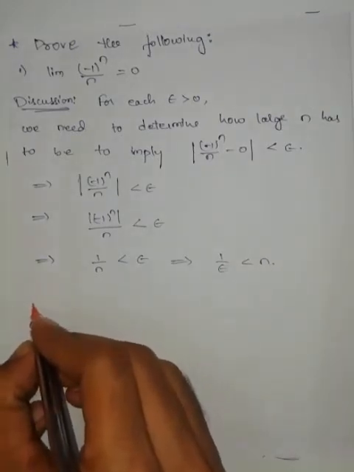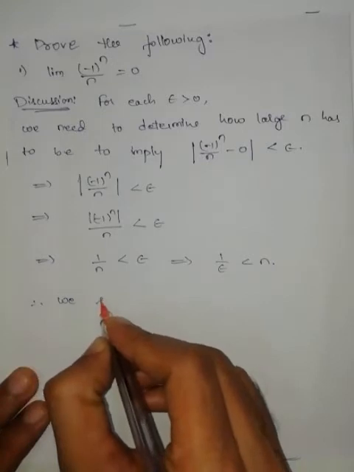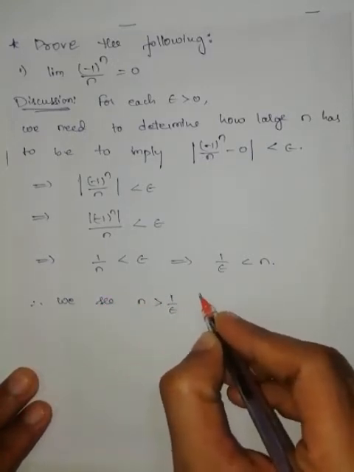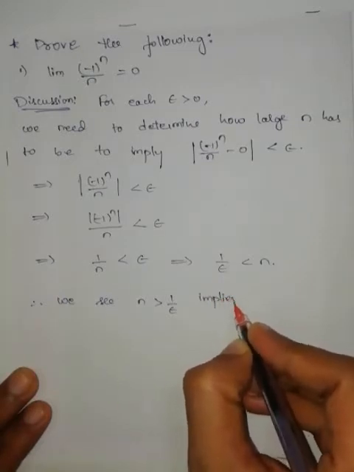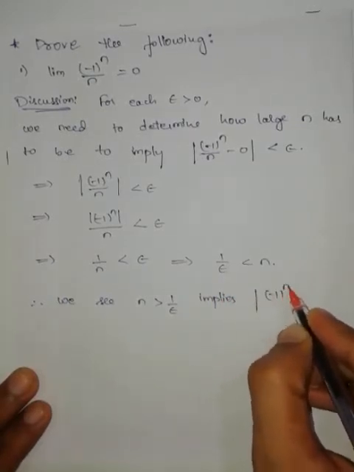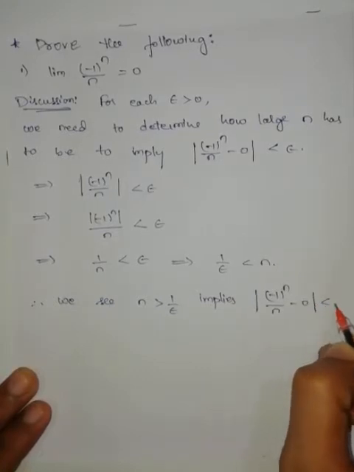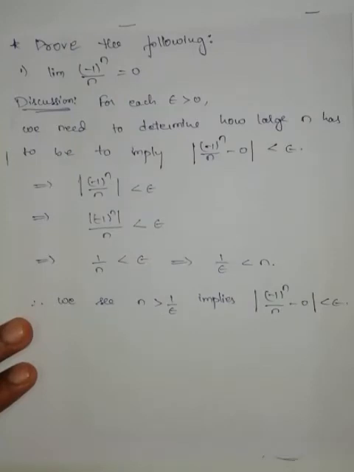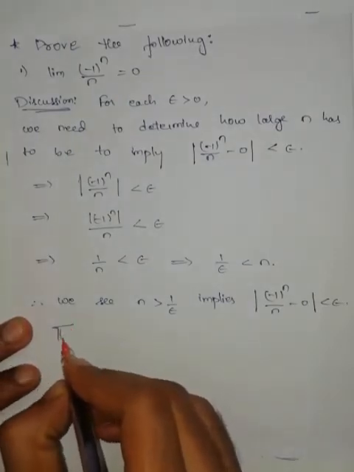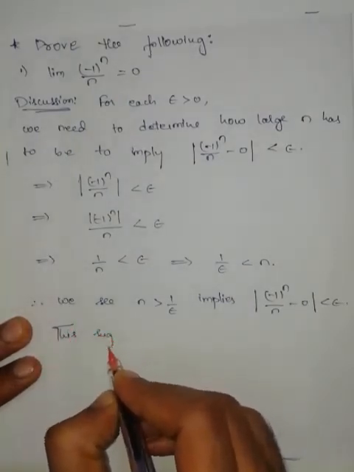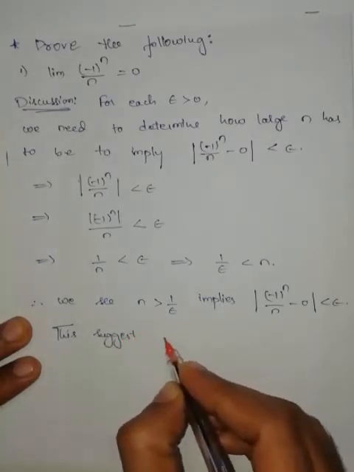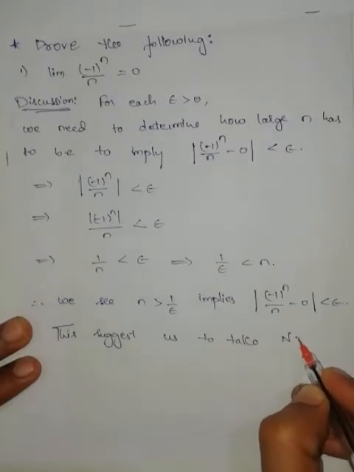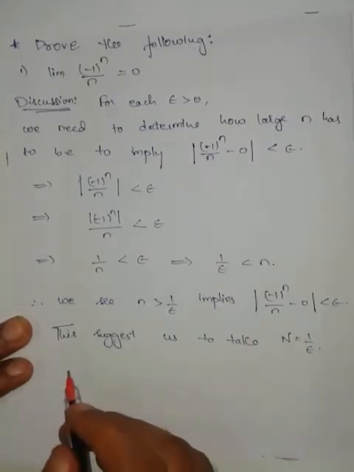Therefore, we see n greater than 1 by epsilon implies modulus of minus 1 to the power of n by n minus 0 is less than epsilon. This suggests us to take capital N equal to 1 by epsilon.